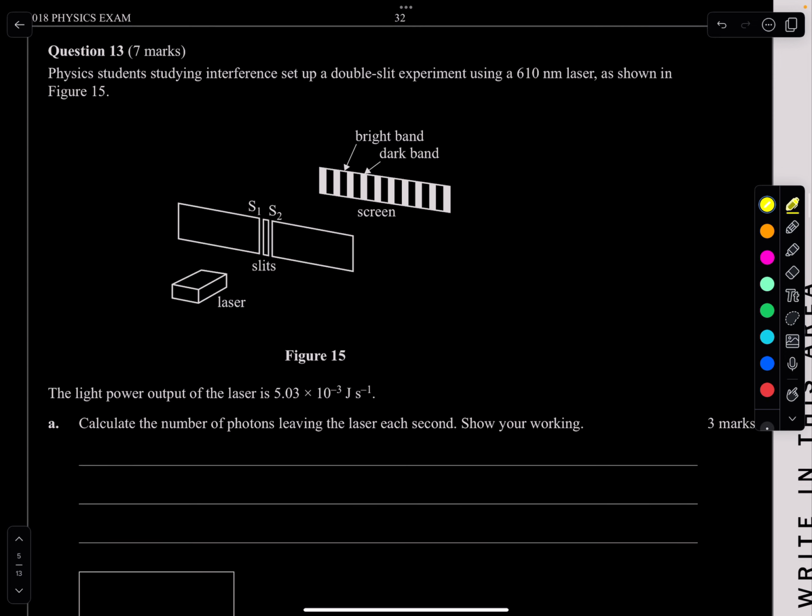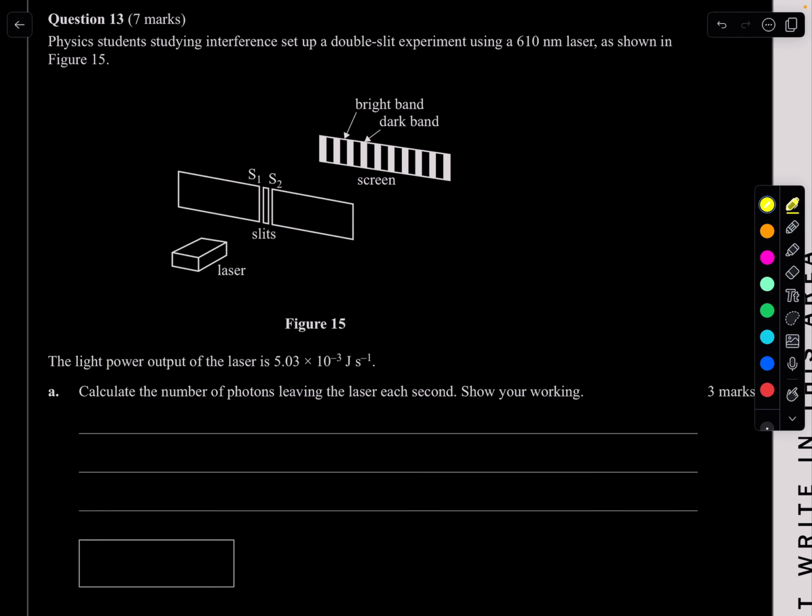Question 13. Physics students studying interference set up a double slit experiment using a 610 nanometer laser, as shown in figure 15. The light power output of the laser is given. So basically it releases 5.03 times 10 to the power of negative 3 joules every second. So every 1 second, it releases this much energy. Calculate the number of photons leaving the laser each second.